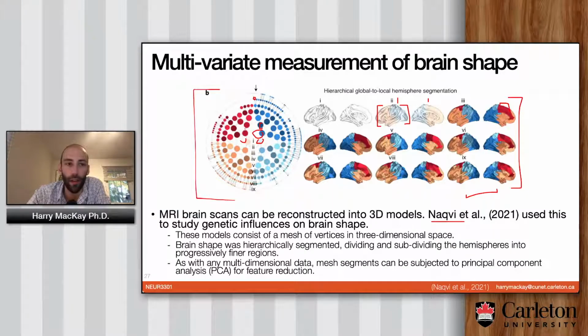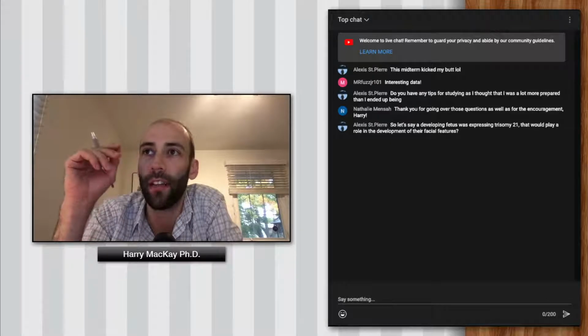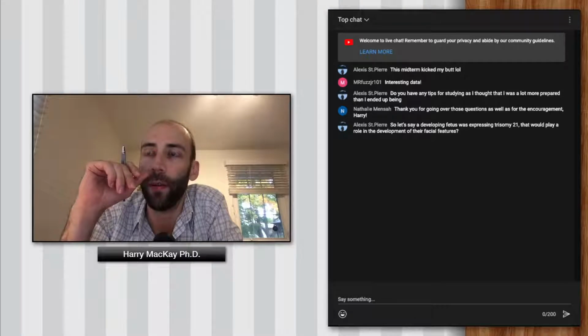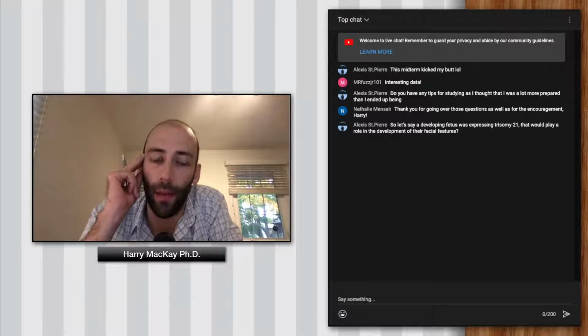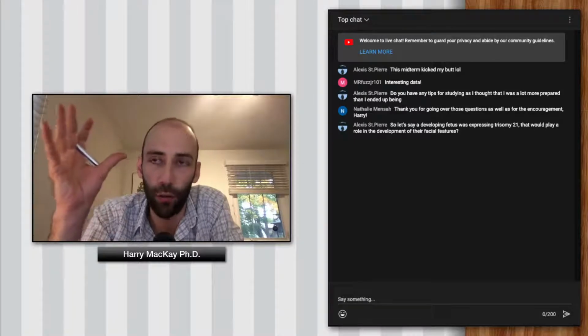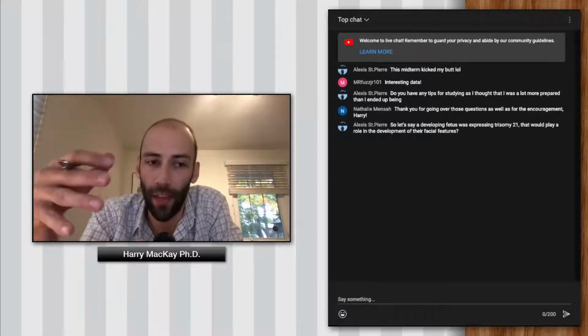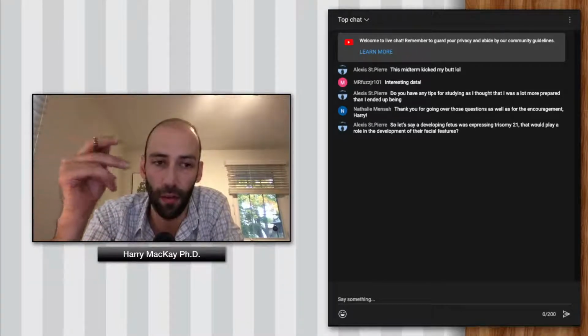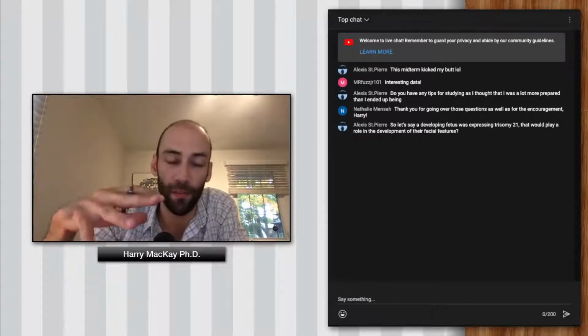Let me just pause. I got a question here. So Alexis asked, let's say a developing fetus was expressing trisomy 21, Down syndrome. That would play a role in the development of their facial features? Absolutely, yes. Trisomy 21 certainly has a facial phenotype that's quite characteristic. Although off the top of my head, I don't know if this is due to the relationship between the developing brain and the face, in the way that I've described, or if it's some other separate thing where having an extra 21st chromosome causes a variety of abnormal phenotypes, and one of them just happens to be the face for some other reason.